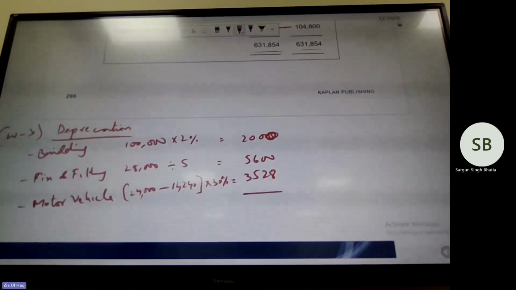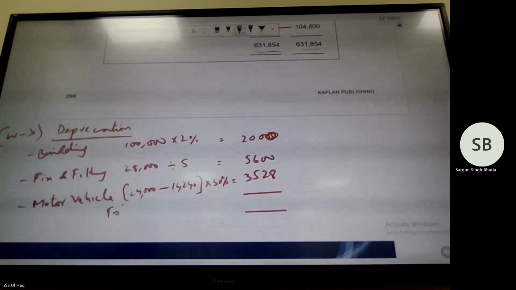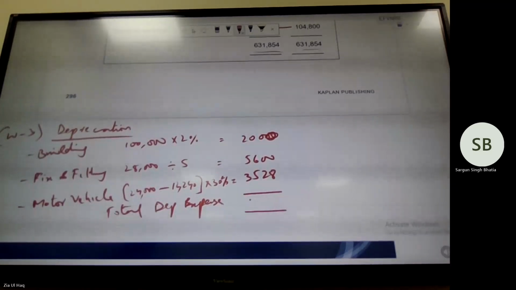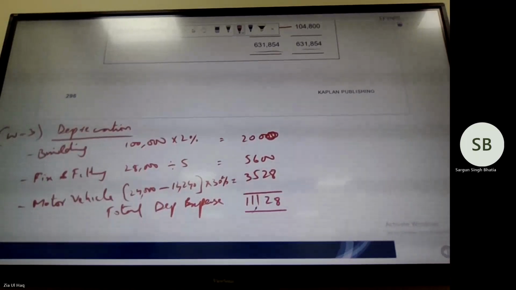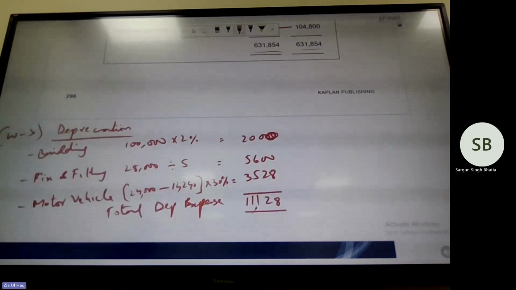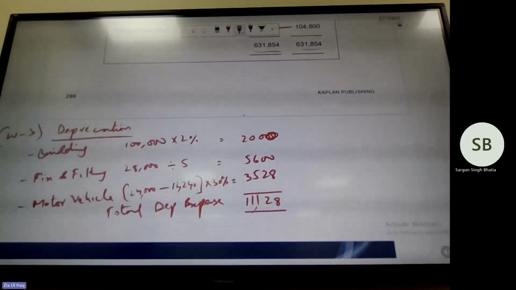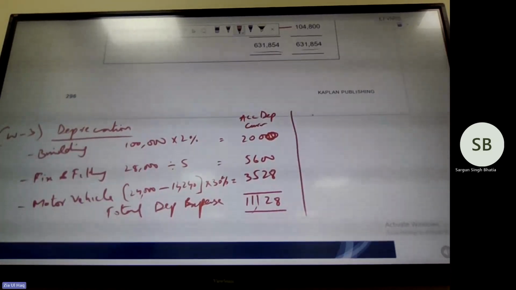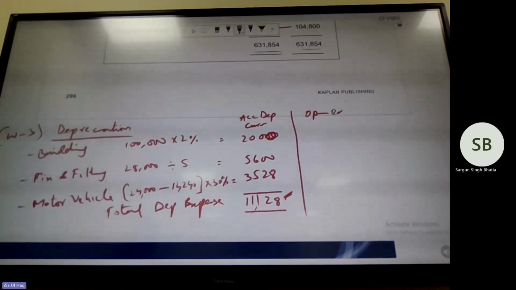So what is the total depreciation expense for the year? 11,128. Is that fine? Yes, sir. So this is the depreciation for the current year. This figure will go into profit and loss account. What is the opening balance of accumulated depreciation?